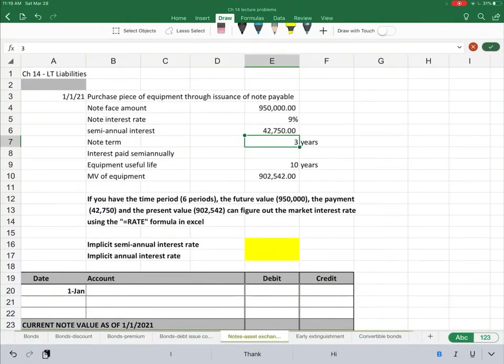So if I go over to Excel, if you remember from the debt issue cost lecture, what we said was, in each of these problems, we've always had the same figures. We'd have present value, future value, payment, number of periods, rate, and type. These are all of the things that we've been using in our formulas. If you have all but one, you can solve for the unknown. In this case, the unknown that we're solving for is going to be the rate. We don't know what the market rate of interest is.